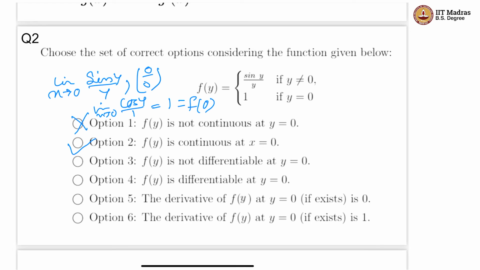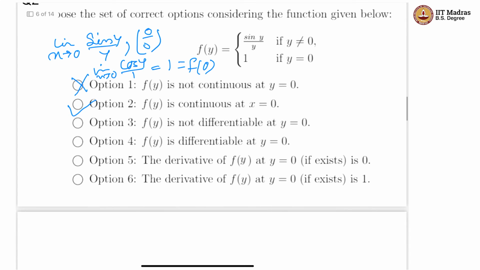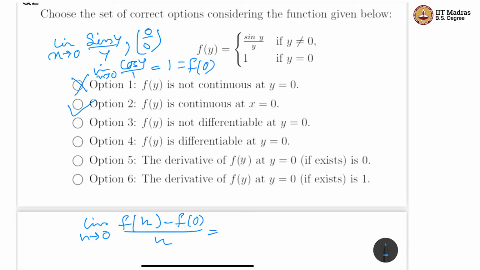Okay, so now we have to check the differentiability of the function. Okay, so what is the definition of differentiability? Limit h tends to 0 of f of h minus f of 0 by h, right? So this will be equal to limit h tending to 0 of sine h by h minus 1, by h, right?